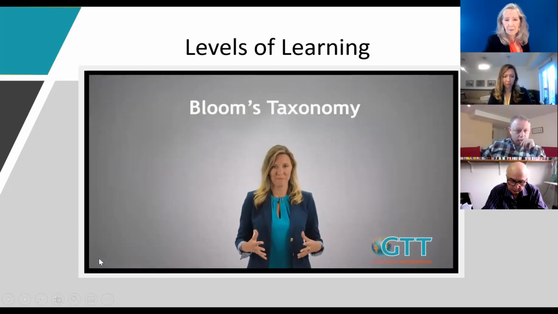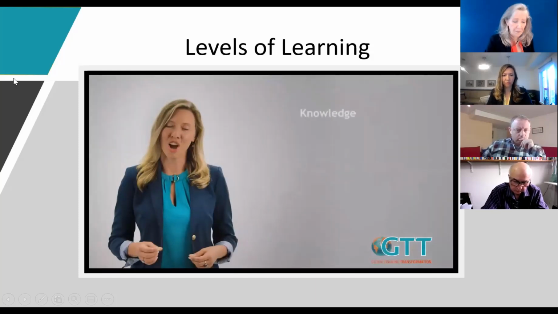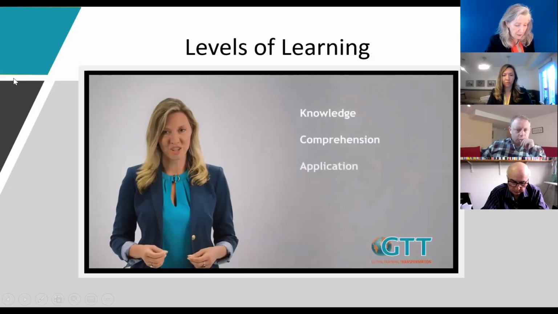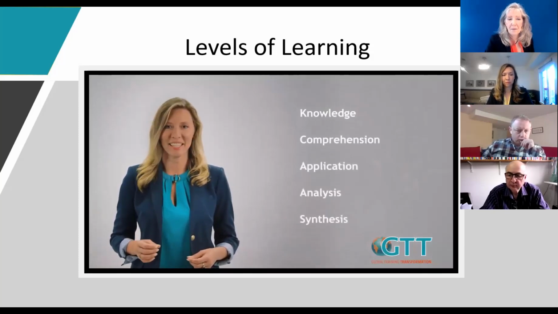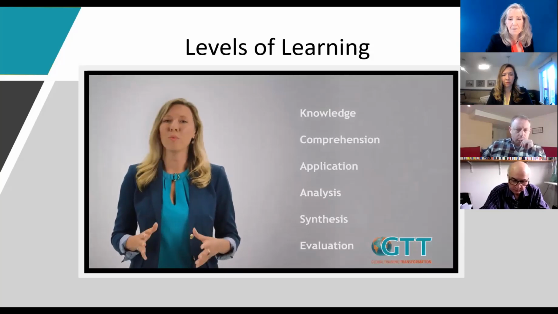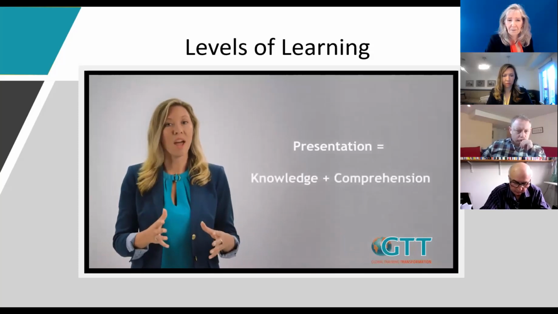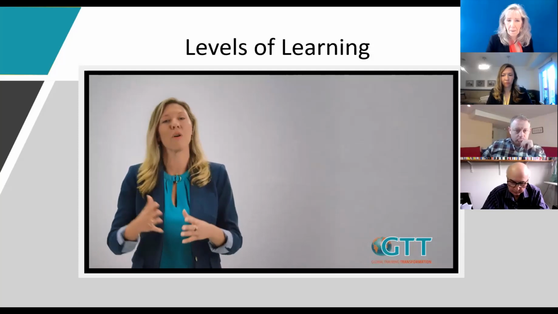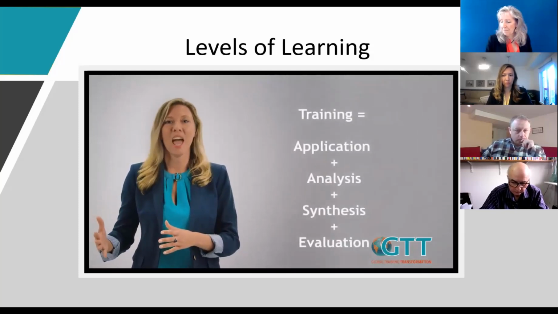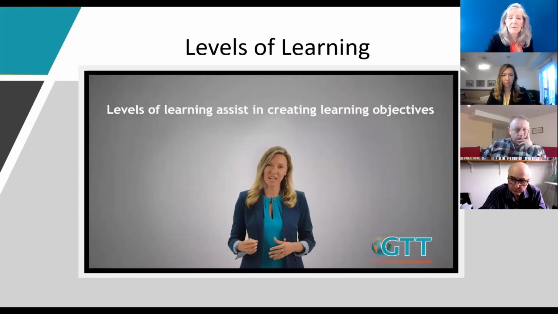So once we've made the decision that in fact we're going to be delivering training, it's important to consider the fact that there are different levels of learning that we all experience based on different types of activities. These are often referred to as Bloom's taxonomy. And those 6 levels are knowledge, comprehension, application, analysis, synthesis, and evaluation. When we're delivering a presentation, we're only hitting the knowledge and the comprehension level. When we make the decision to deliver training, we're moving over to those other 4 areas. And we use these levels of learning to assist us in creating learning objectives.